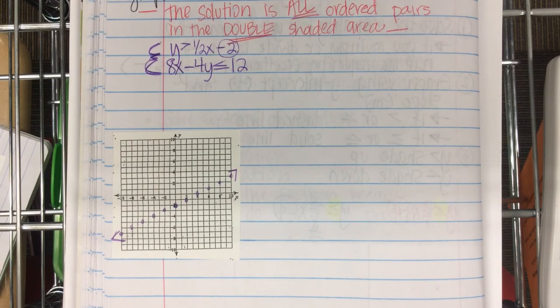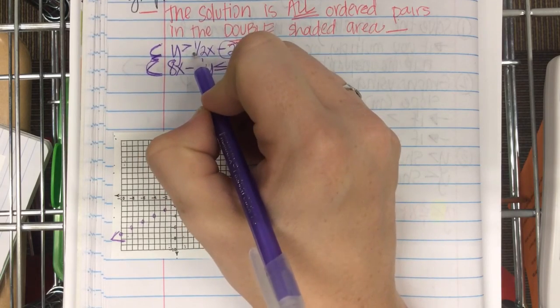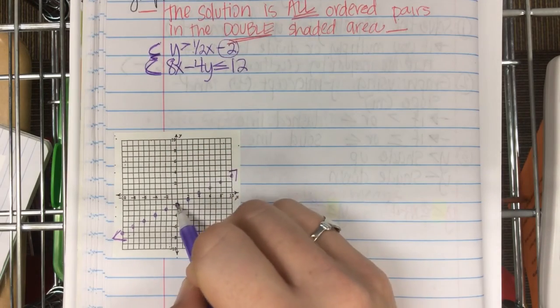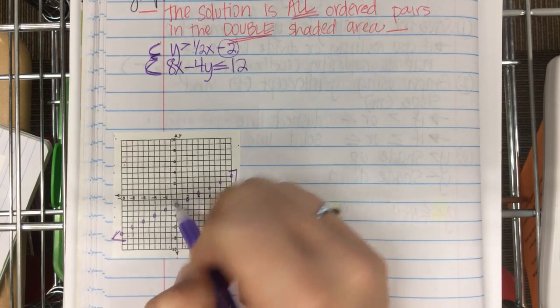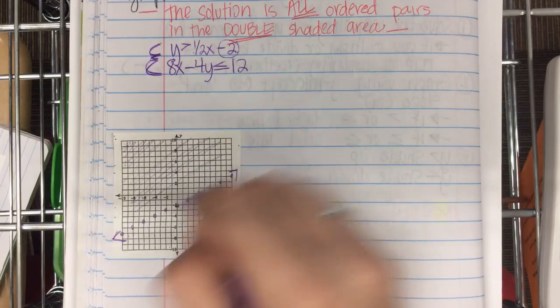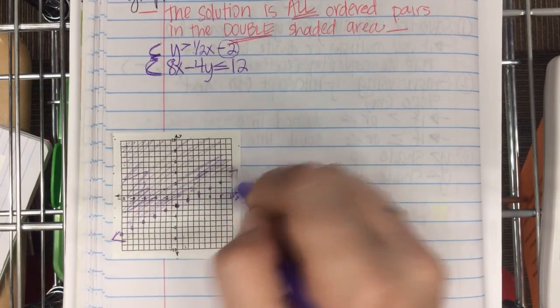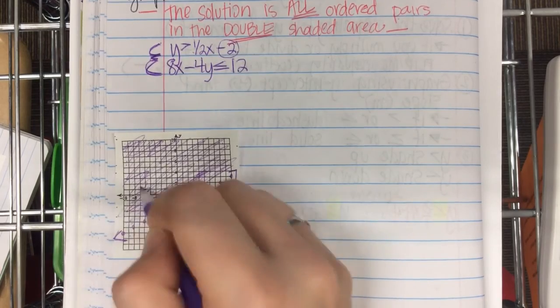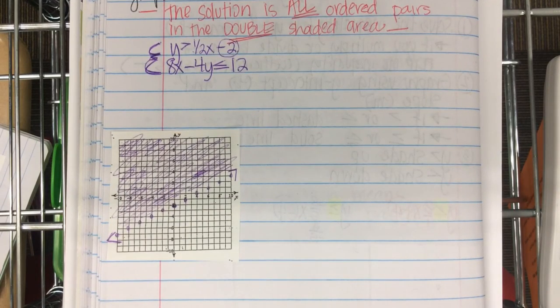And then which way do I shade? Y is greater, right? It's eating the y. So I start at my intercept. And where does y get bigger? Up, on top. Now, if you're using only one color, if you're just using your pencil, I would shade really lightly, because we need overlapping. You have to see where they overlap. And if you shade really darkly, it's going to be hard to tell where they overlap.